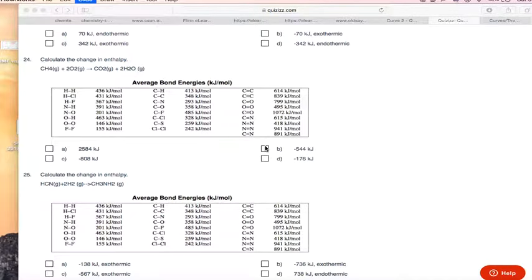Here's another one that I've kind of had some questions on, the bond energies. This is what you guys worked on the other day with the purple sheets that we had on the tables. We did them together on the board. So I'm going to look here at number 24. It says calculate your change in enthalpy.